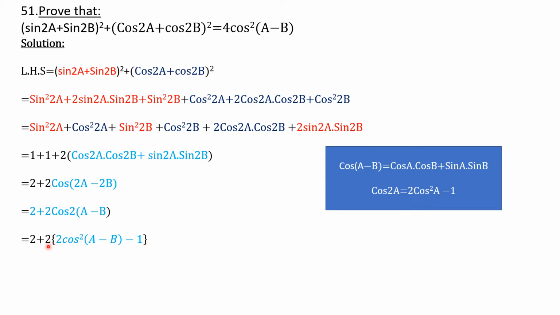Now this 2 will multiply this 2 and this 2 will multiply this 1 to get this line. Are we clear? Thereafter, here is plus 2, here is minus 2. They will cancel out each other and then we are left with 4 cos square (a minus b), which is our right hand side. So proved. I hope this is clear to you. Now let's go to the next question.